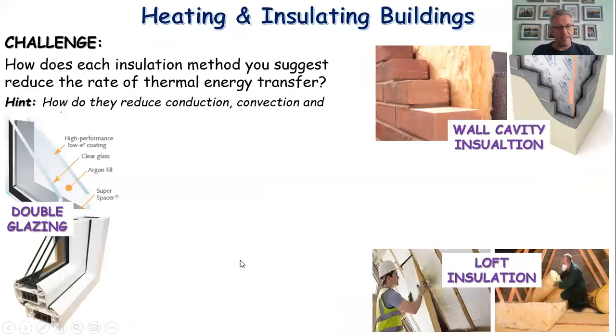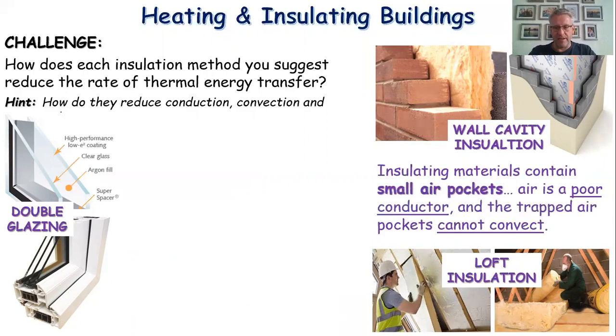But the challenge aspect asked us, how does each method reduce the rate of thermal energy transfer? So in terms of this, there's really two main types. You've got standard insulation, and we've got double glazing, which is slightly different there. In each case, and here's the key words here, the insulating materials contain small air pockets. Where you're talking about an insulating material, you're looking for an air pocket or an air gap that's trapped, it can't move. So air is a poor conductor, and because it's trapped, the pockets cannot convect. Those are the key aspects of any insulating material.